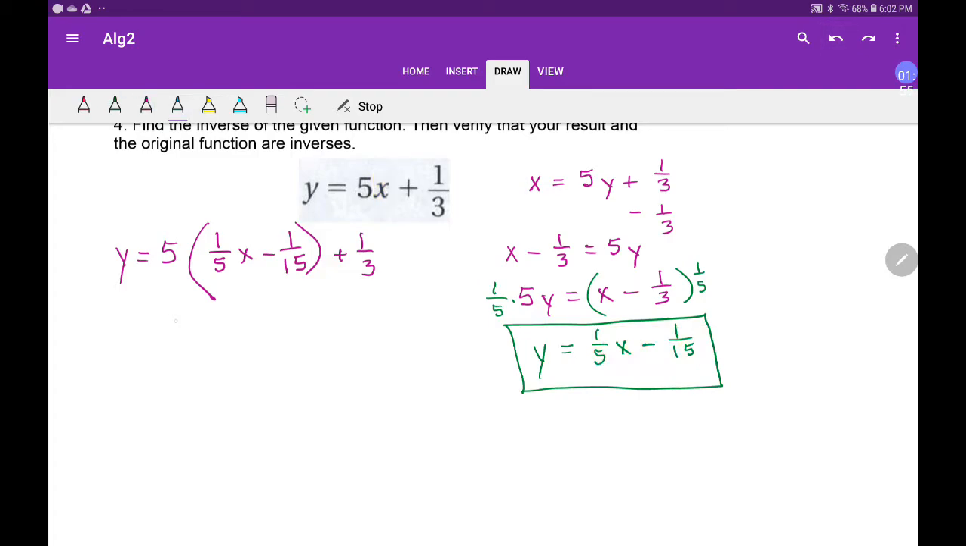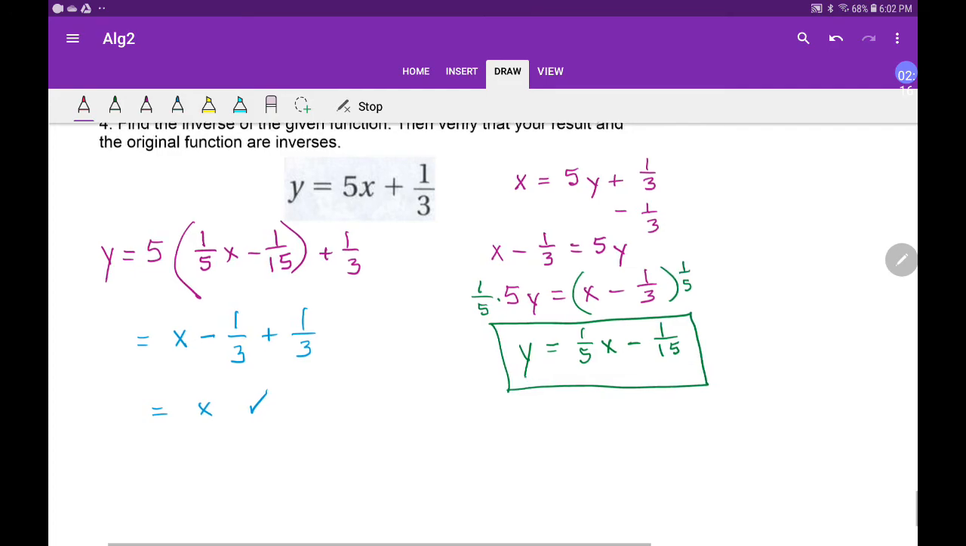So let's see, 5 times 1/5 is just 1, so I get x. 5 times negative 1 over 15: the 5 and the 15 cancel, and I get negative 1 over 3. And I have plus 1/3, and so it equals just x. Okay, that's good. That's what it's supposed to do.